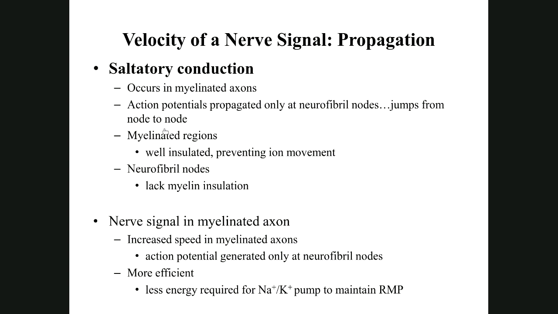Okay, it jumps over the myelinated regions and it lands on the neurofibril node, or just the node. This is going to speed things up. The speed of the AP on a myelinated axon is much faster due to this myelination. It's also more efficient because we don't have to actually stimulate those pumps except for in certain places.